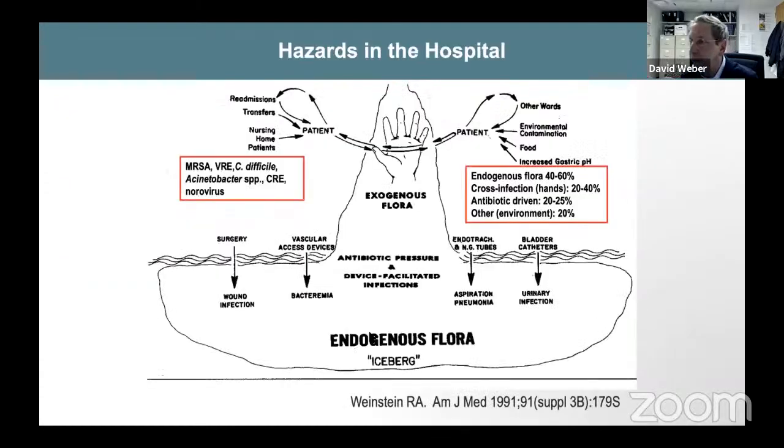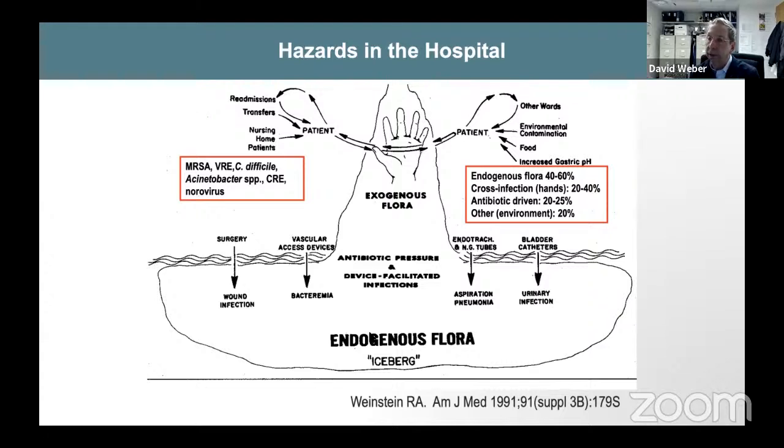Well, this just gives you some demonstration of the problems that we have in hospitals. This is from Bob Weinstein in Chicago, now almost 30 years old. And it really shows that healthcare-associated infections really are much like an iceberg. Most of them come from the organisms that we have on our body and our skin.